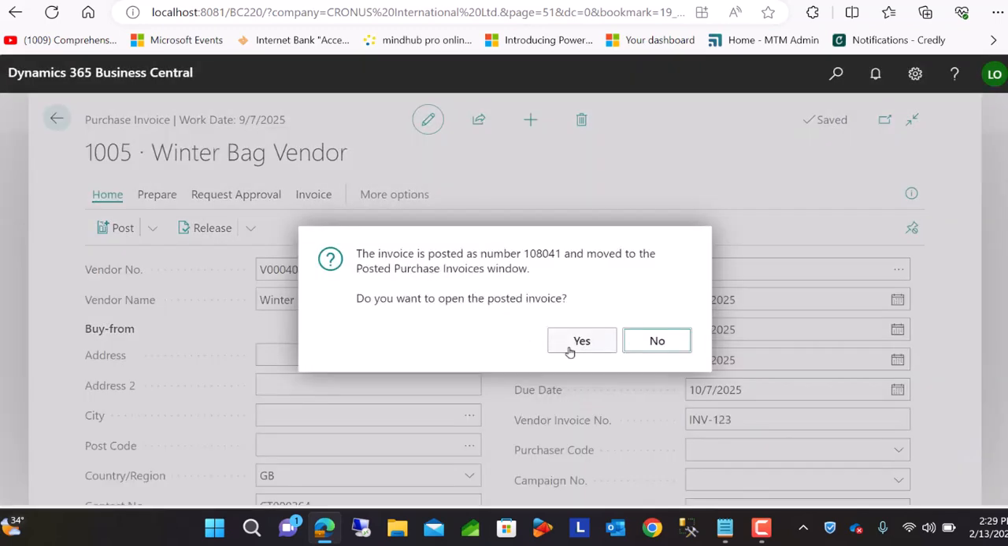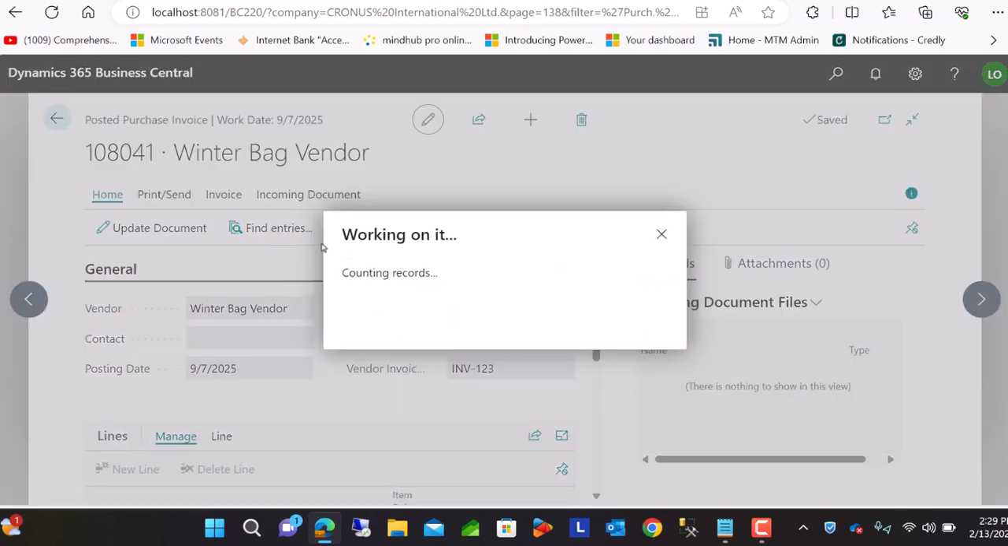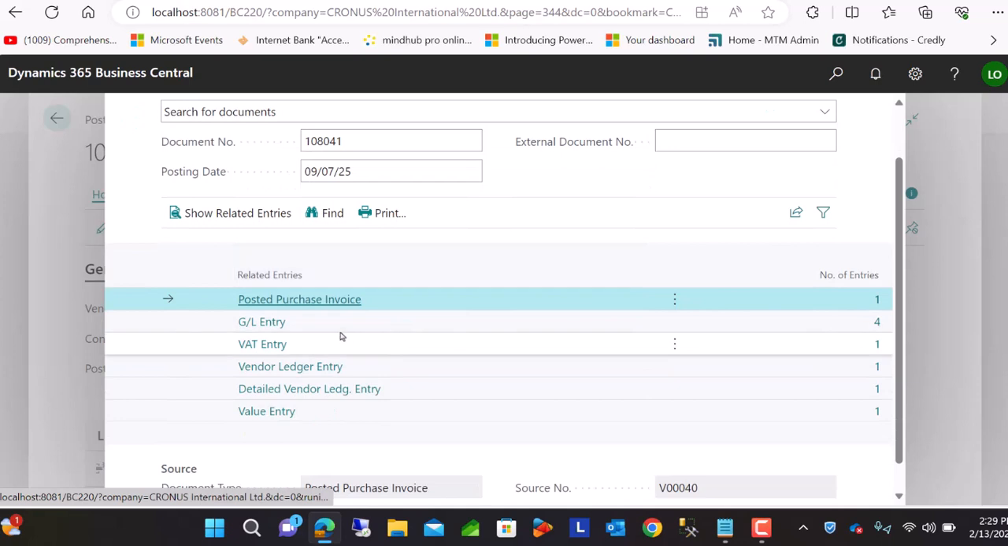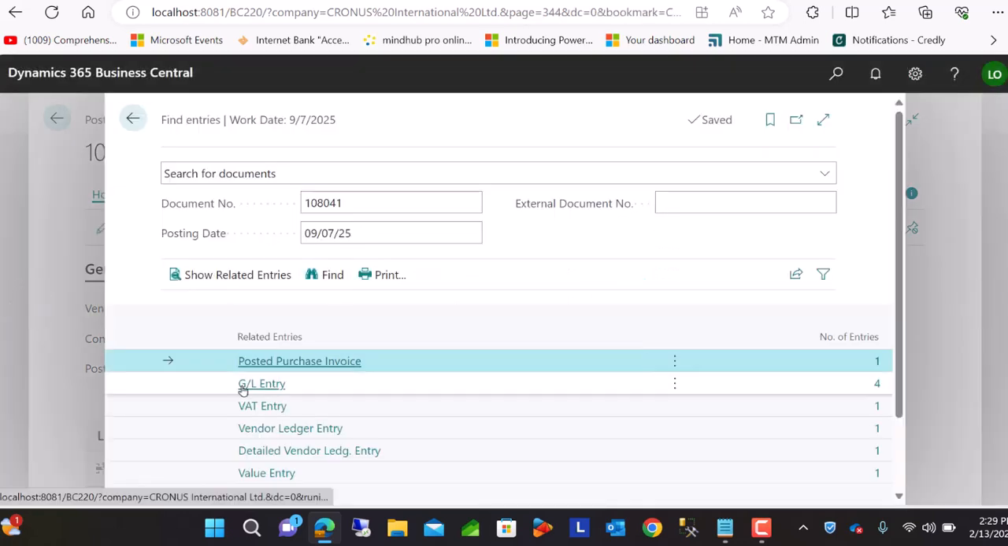The invoice is being posted. Do you want to open the posted invoice? Okay, yes, we can open it. So this is the posted invoice. From the posted invoice, I want to look at the GL entries, the postings that the item makes on our chart of accounts. I'm here under find entries. I click on it, so you can see the GL entry.